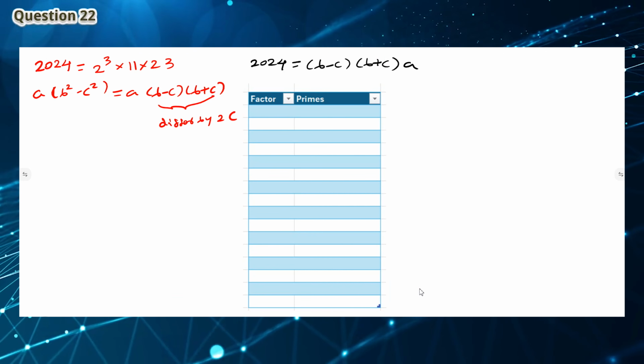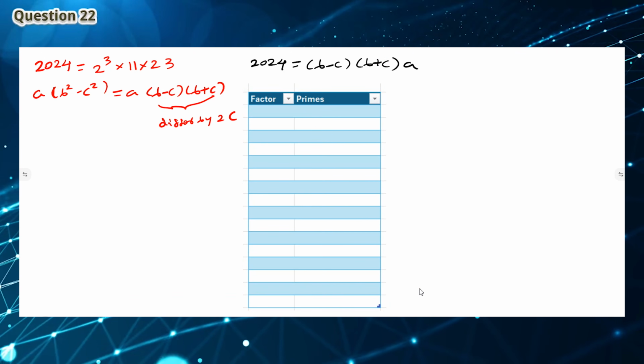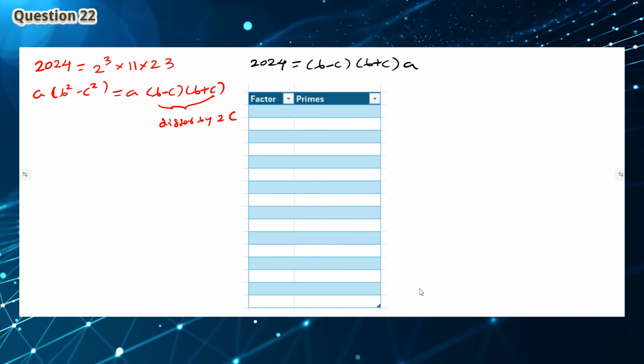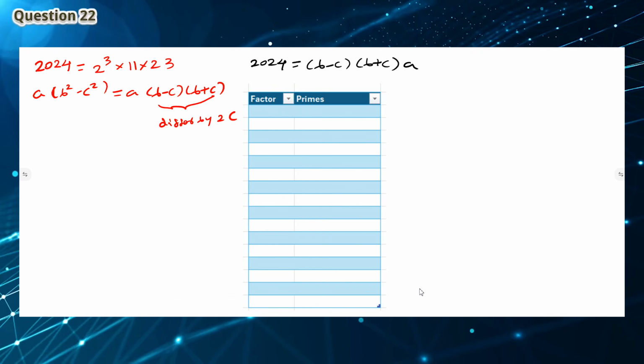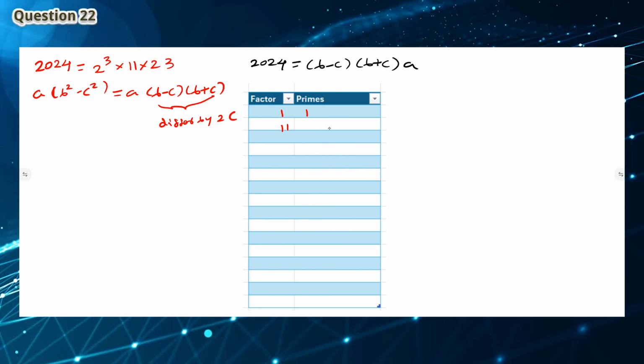So we can use a table to test all the possibilities. First, let's find the factors of 2024. Then we can use this to factorize 2024 is equal to (b minus c) times (b plus c) times a.